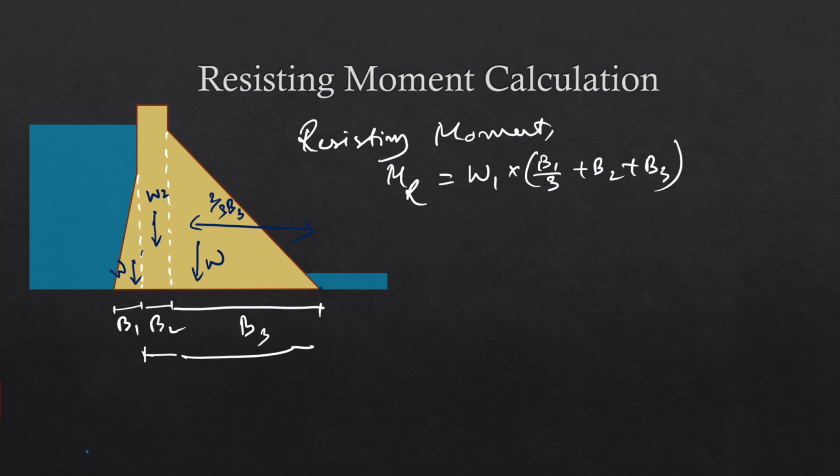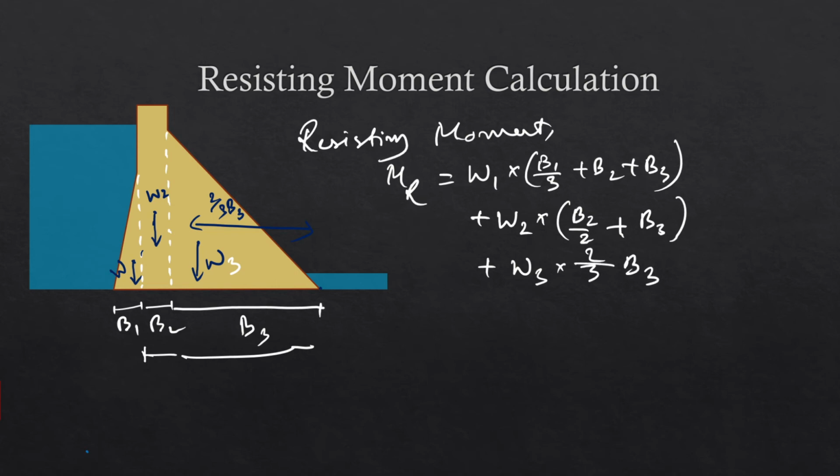So we'll again write them one by one. W1 is done, then plus W2 multiplied by the distance, which will be B3 plus half of B2, so B2 by 2 plus B3. And for the last portion, W3, the distance is simply 2/3 of B3.